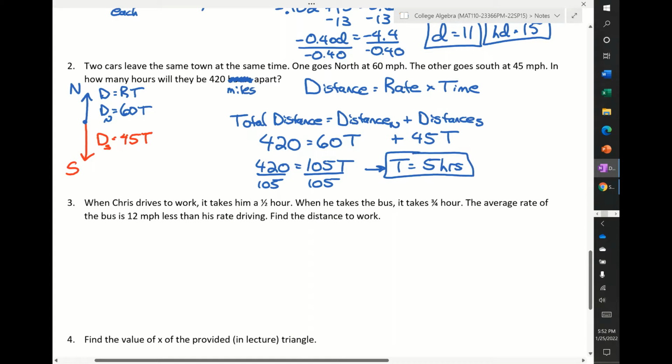It would be the same thing if you have somebody going east and somebody else going west. If they're going in opposite directions, you just add up their distance equals rate times time plus their distance equals rate times time.